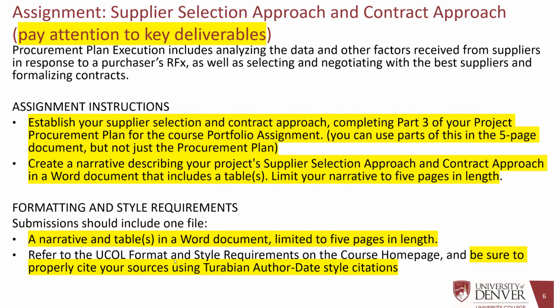Now, if you have a chart or 2 that you want to use in your 5-pager for the second part, you can, but don't just do page 5 or the 5-page document being the procurement plan. So create a narrative describing your project's supplier selection approach and contract approach. Include a table. Now, you can get that table, of course, from the project procurement plan. This is a narrative. This is a story that says this is how we're going to do it.